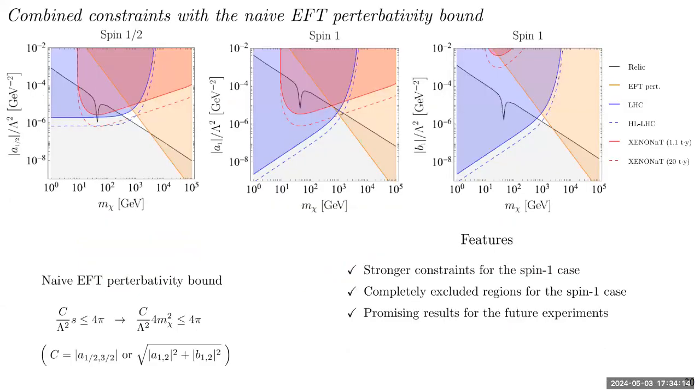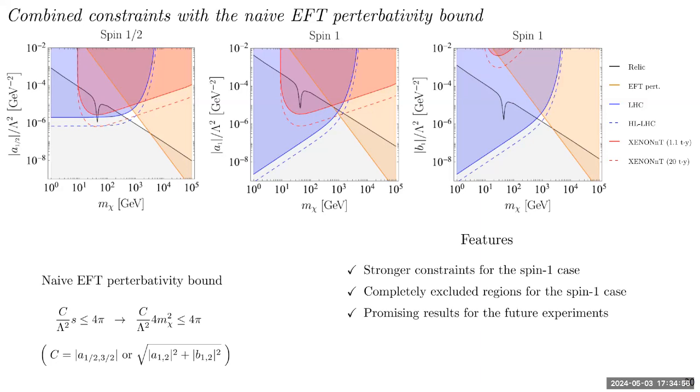So finally, let me combine all the constraints coming from the three experiments. And then, as I told you before, in order to take the numerical analysis, we additionally consider the naive EFT photovoltaic bound. The formula for the bound is written like this, and here C is just given by the combination of couplings. The corresponding bound is drawn in orange color.